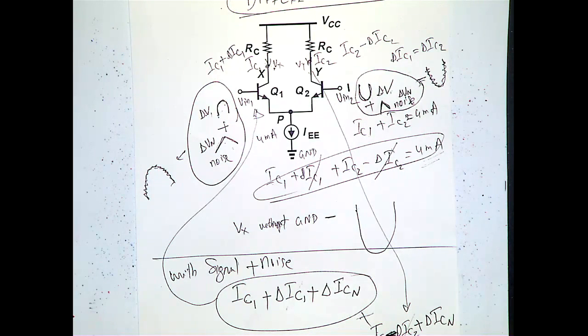Then what is the meaning? There won't be any noise, because how can this noise be present? If this noise is present, then your current will not add up to 4 milliamps. The source we use won't be ideal.